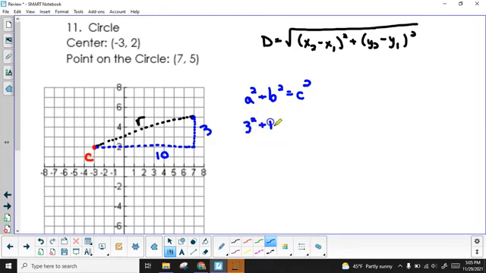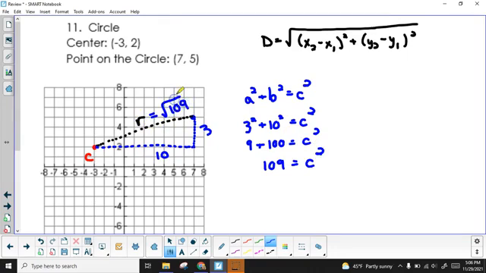3 squared plus 10 squared equals c squared. That's 9 plus 100 equals c squared. So 109 is c squared. Now if you wanted to go further, c is the square root of 109. I will write that in here. That is our radius, which is the square root of 109.